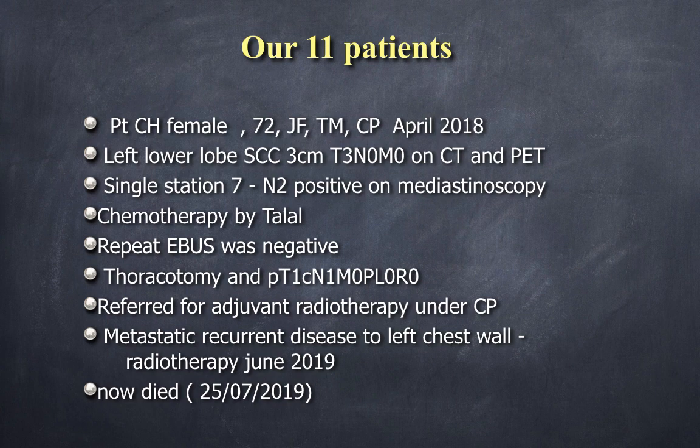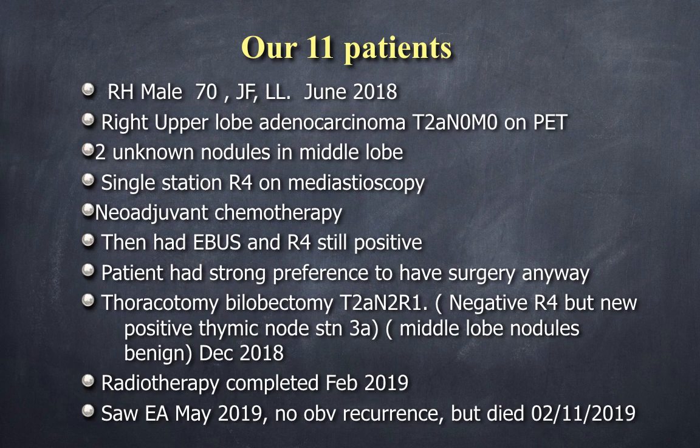But our first patient, this is CH, left lower lobe, T3 N0, had a mediastinoscopy because we do a lot of mediastinoscopy, surprise N2 on the med, so we sent for chemotherapy because our current pathway is chemo, then surgery, and then think about radiotherapy. But we always restage and do an EBUS post the chemotherapy. That was negative. Had a thoracotomy, it was N1, and referred for radiotherapy. Unfortunately, a year later, they have got metastatic recurrence and died from that.